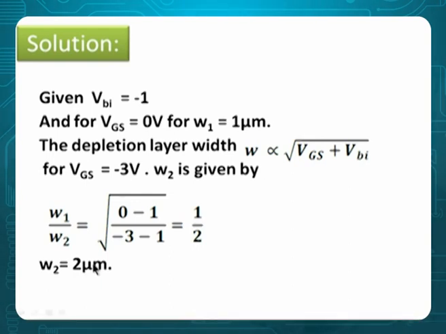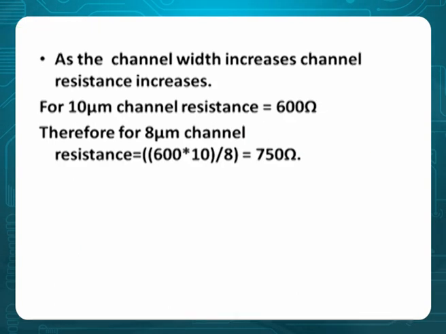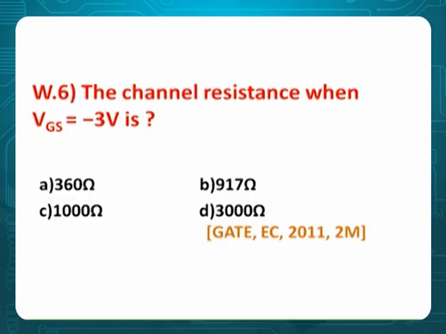There is a relation between VGS and VBI linked to the width of the junction depletion layer. So as the channel width increases, channel resistance increases. For 10 micrometer, channel resistance is 600. Therefore, for 8 micrometer, how much? Then 600 into 10 by this, 750. So this is about channel resistance we have. Therefore, option is C.